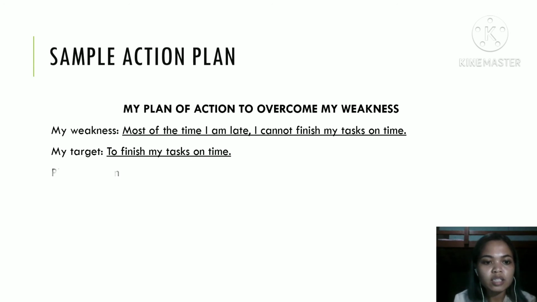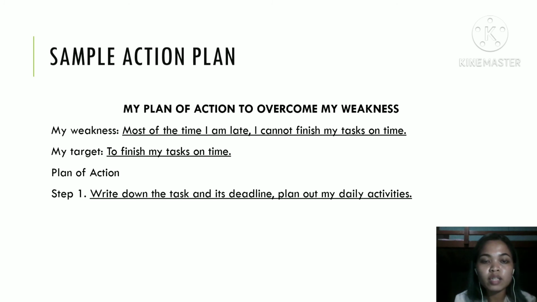And then next, you have to write your plan of action. Then we have step 1. Paano mo mapaglalabanan yung weakness na yon? So dito, ang step 1 niya, write down the task and its deadline, plan out my daily activities. So sa kanya, ang gagawin niya dahil hindi niya matapos yung mga gawain niya on time, so ang first step niya ay susulat niya yung mga task na kailangan niyang gawin, tapos ano yung deadline nun, and then gagawa siya ng kanyang plano for daily activities.